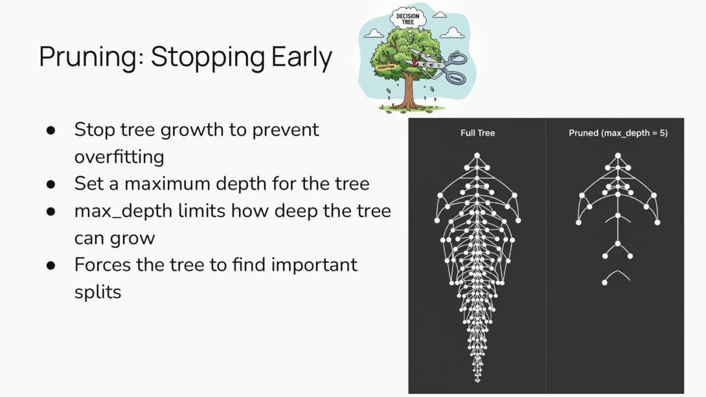So, how do we fix this? We prune the tree. The easiest way to do this is to simply stop it from growing in the first place. When we create our model, we give it a hyperparameter called max depth. We might say max depth equals 5. This is a rule for the model. It's not allowed to grow more than 5 levels deep. This forces the tree to only find the most important, highest information gain splits, and it's not allowed to waste time creating tiny boxes for outliers. It's the number one way to prevent overfitting.